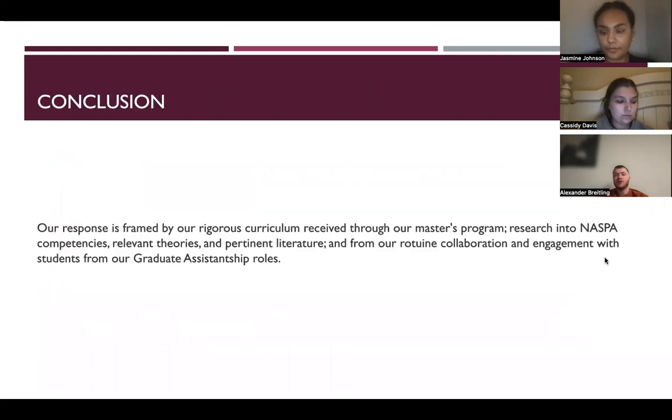So in conclusion, we really came to know our responses based on our coursework through our master's program. We did a lot of research in the classroom, but also on our own time, on NASPA competencies, relevant theories, and pertinent literature that helps guide our response. And we have routine collaboration with students that helps inform our approach. So we really prioritize our time with our students and our roles and how we're able to address student concerns, hopefully effectively in a future full-time role.